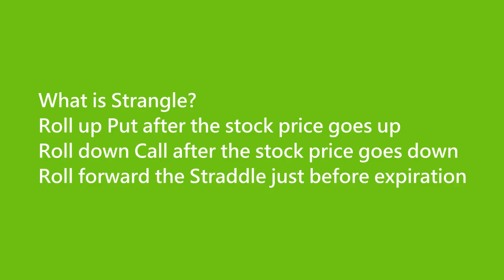We'll talk about 4 key points today. 1. What is Strangle? 2. Roll up put after the stock price goes up. 3. Roll down call after the stock price goes down. 4. Roll forward the straddle just before expiration.